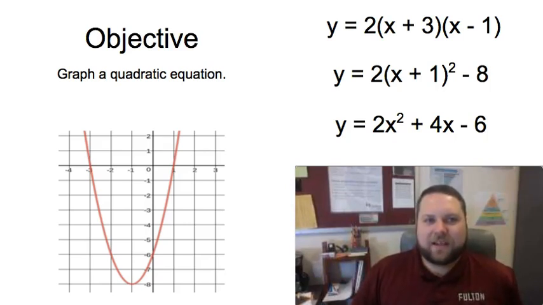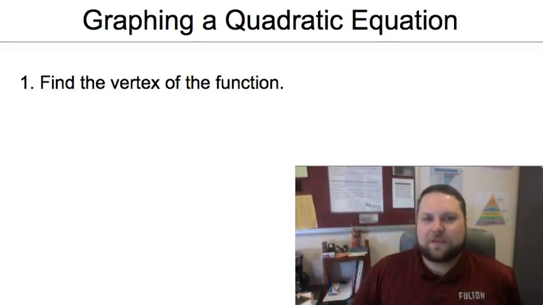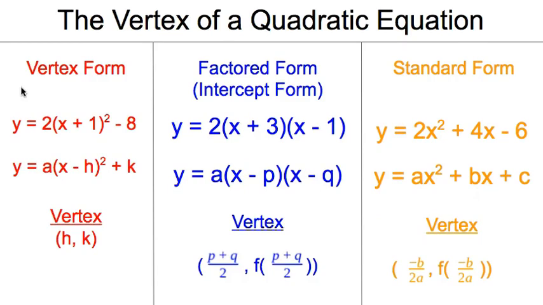If we are graphing a quadratic equation, there are three steps. The first step, find the vertex of the function. This is why I said it's very important that you know how to do that. If you don't remember, here is a flash of that chart. Pray that it's in vertex form. If not, you still know how to find it.